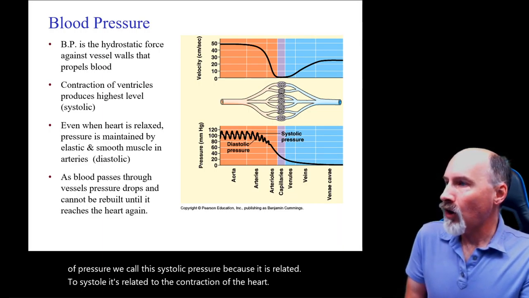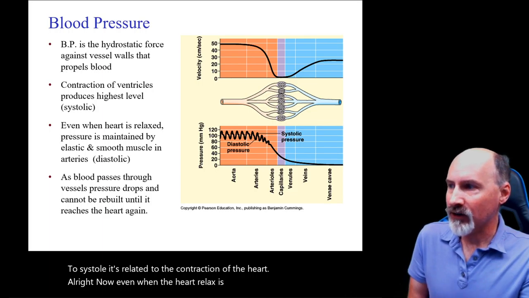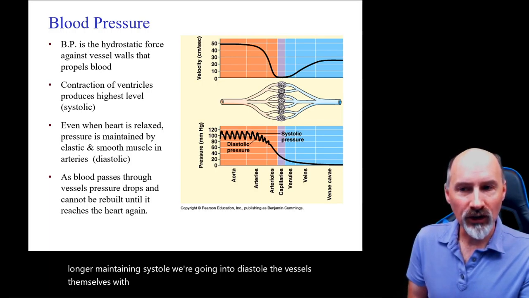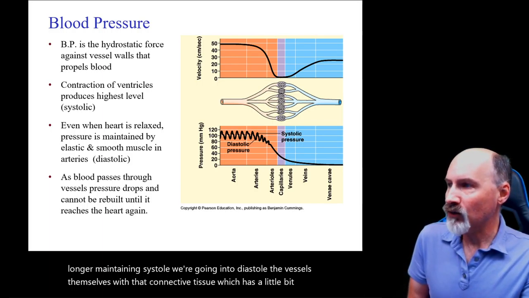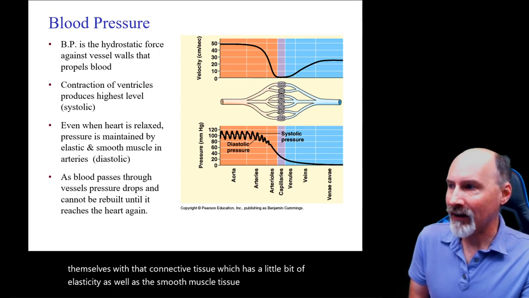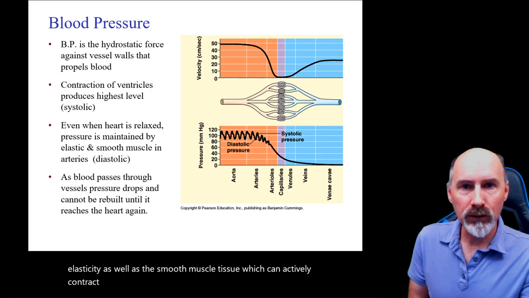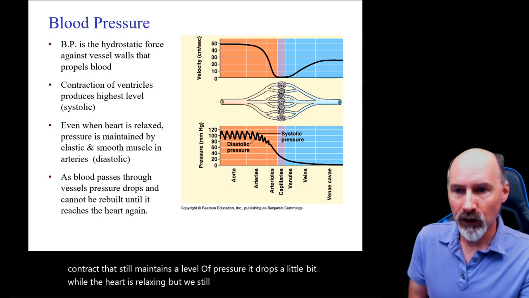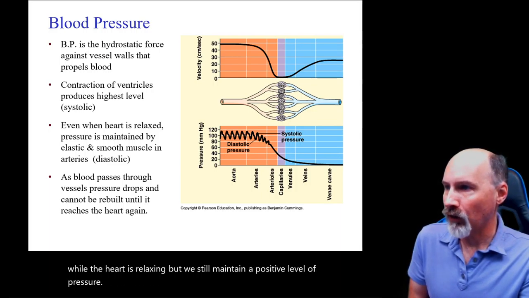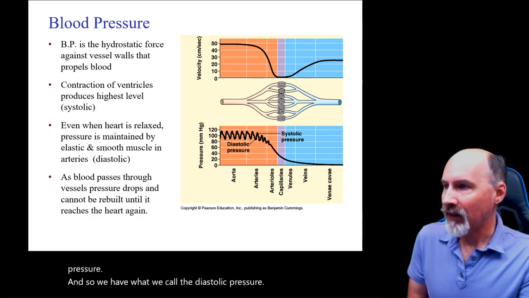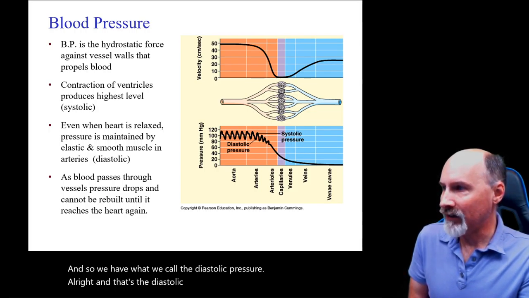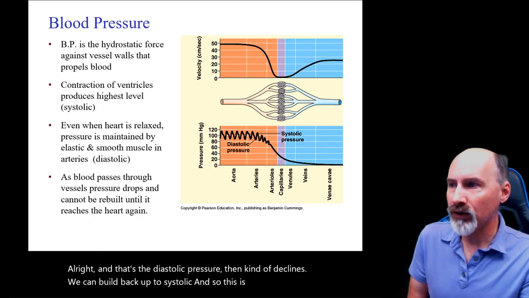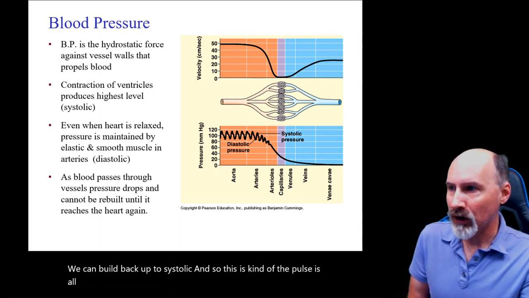Now, even when the heart relaxes and we're going into diastole, the vessels themselves, with that connective tissue, which has a little bit of elasticity, as well as the smooth muscle tissue, which can actively contract, still maintain a level of pressure. It drops a little bit while the heart is relaxing, but we still maintain a positive level of pressure. And so we have what we call the diastolic pressure. As the diastolic pressure declines, we can build back up to systolic. And so this is kind of the pulse. The pulse is all about going between high pressure and low pressure.